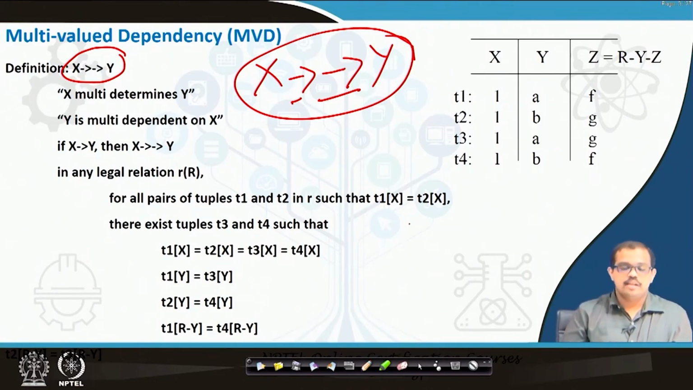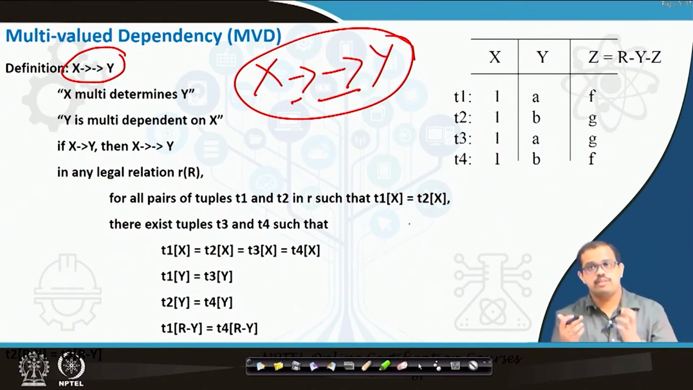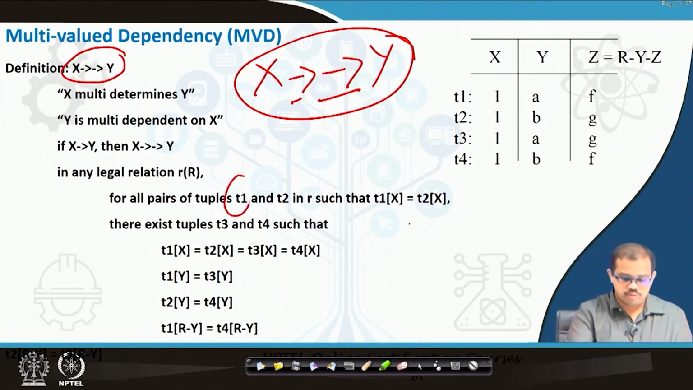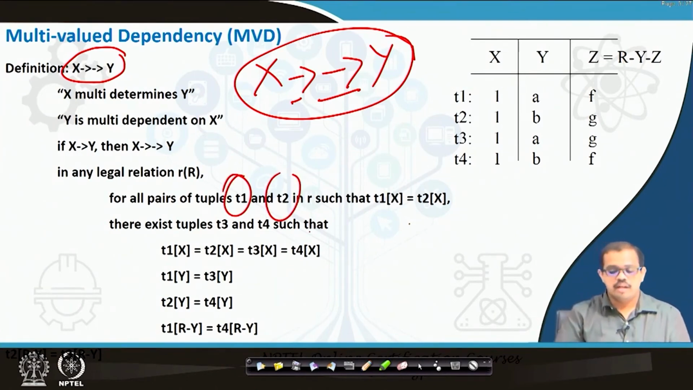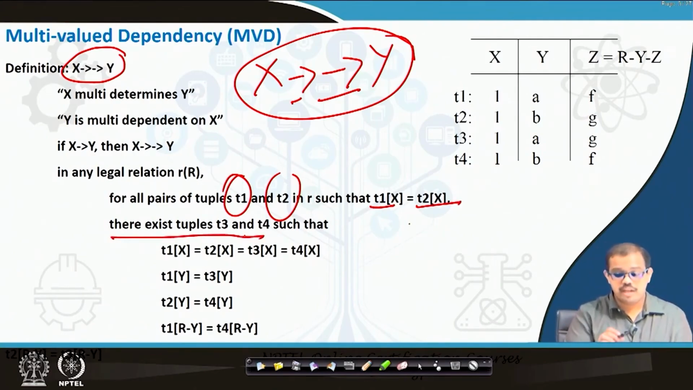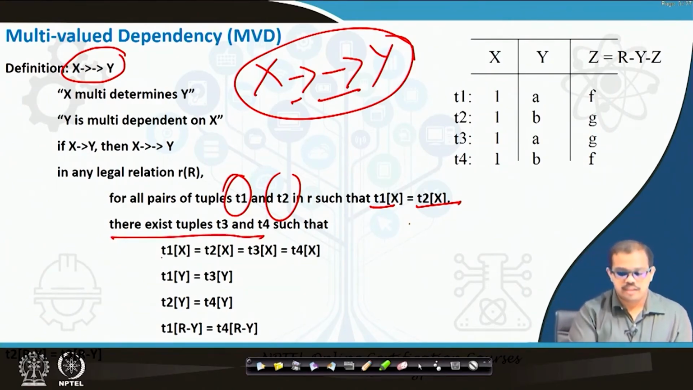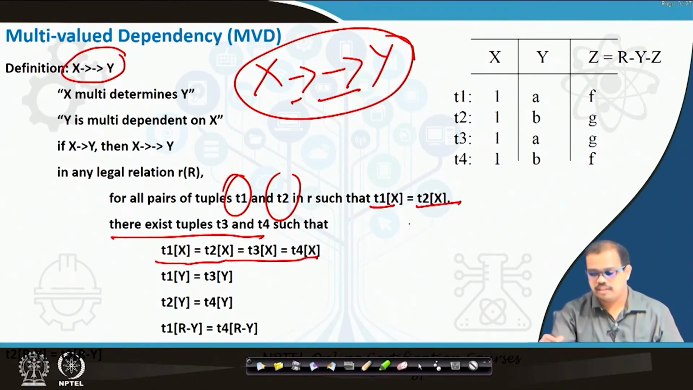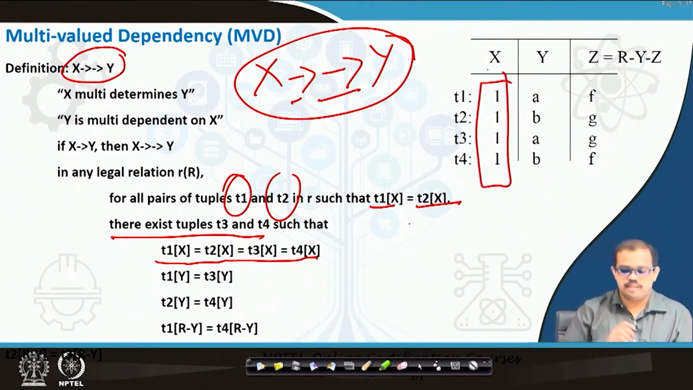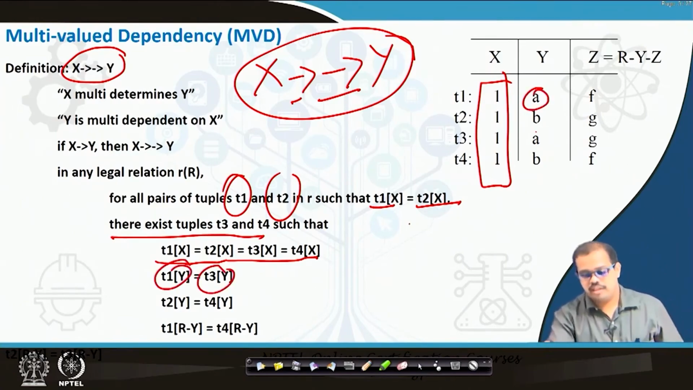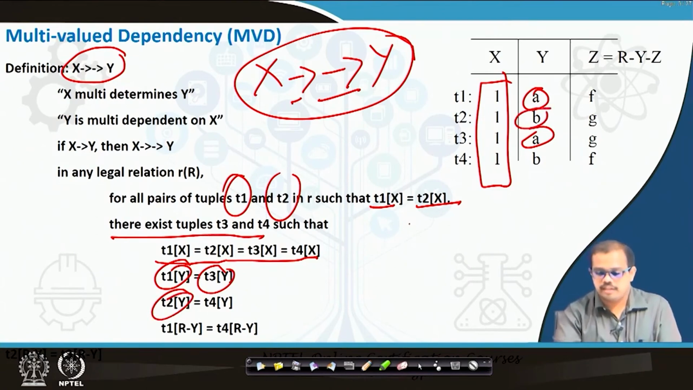So, when we are looking at this, if you have any legal relation, take all pairs of tuples T1 and T2, two rows which actually have a particular primary key and attribute data. If there are two tuples T1 and T2 in a particular relation such that T1[x] is equal to T2[x], there exist tuples T3 and T4 such that T1[x] equals T2[x] equals T3[x] equals T4[x], because it is a multi-valued function. T1[y] is equivalent to T3[y] and T2[y] is equivalent to T4[y].